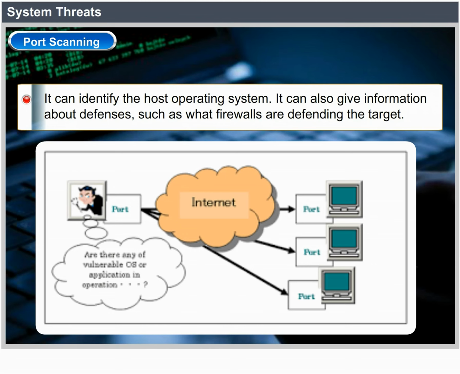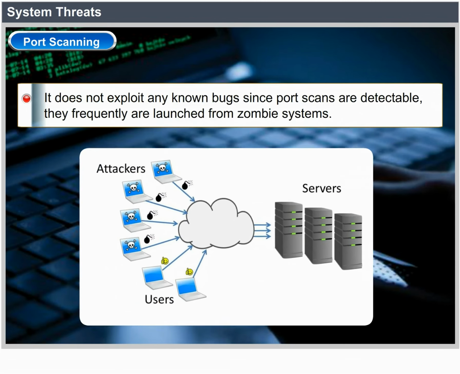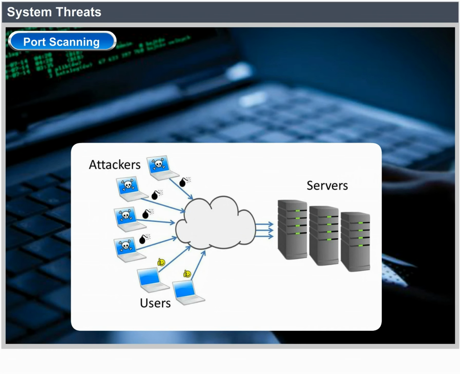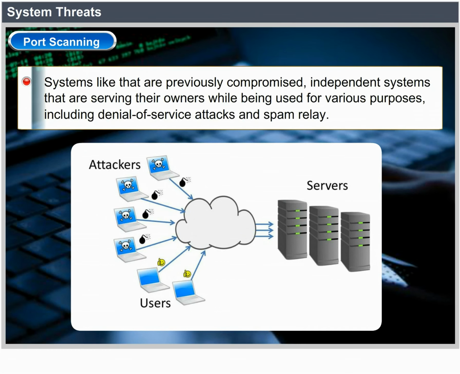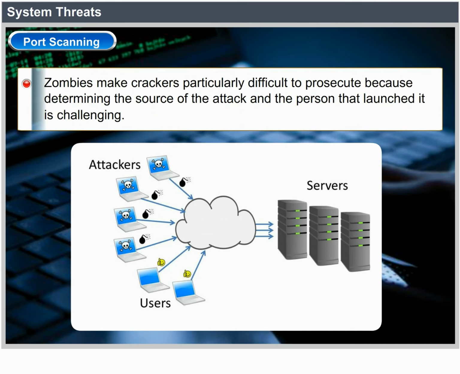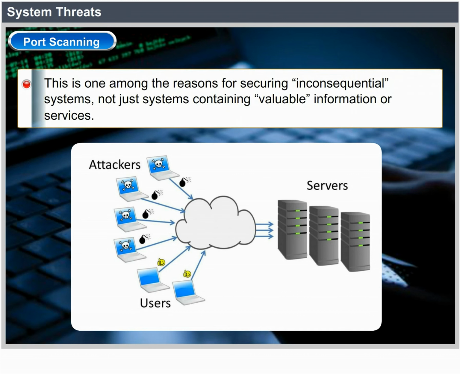They frequently are launched from zombie systems. Such systems are previously compromised, independent systems that are serving their owners while being used for various purposes, including denial of service attacks and spam relay. Zombies make crackers particularly difficult to prosecute because determining the source of the attack and the person that launched it is challenging. This is one of many reasons for securing inconsequential systems, not just systems containing valuable information or services.